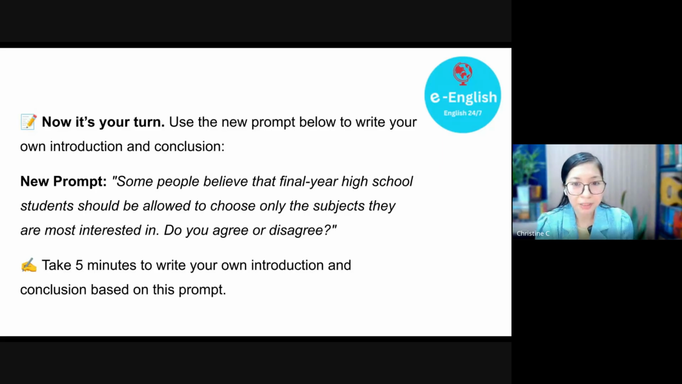In conclusion, I believe that allowing final year students to choose the subjects they're most interested in is a positive step. It promotes motivation, improves performance, and aligns education with future goals, provided some basic subjects remain compulsory. This writing is perfect. Well done. So even if you made another additional idea that kind of supports the opposite opinion, you're still able to wrap everything up in the conclusion. Thank you for sharing. Well done. Okay. Any others?